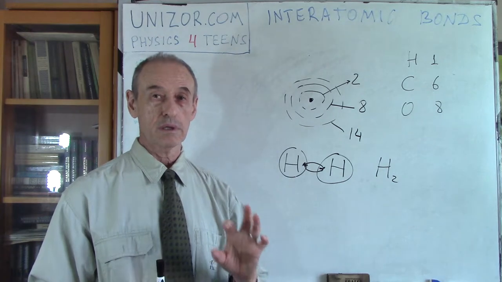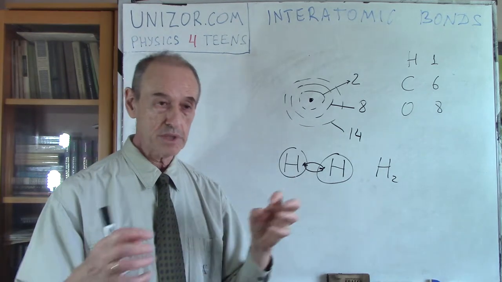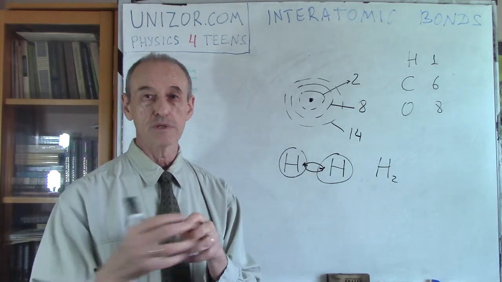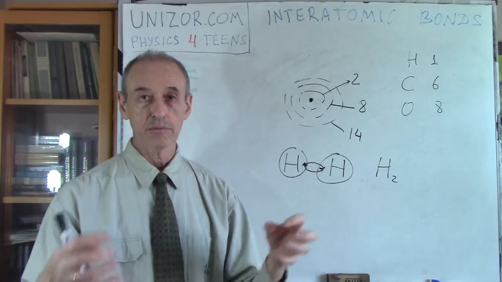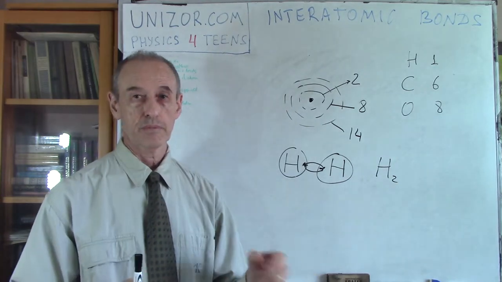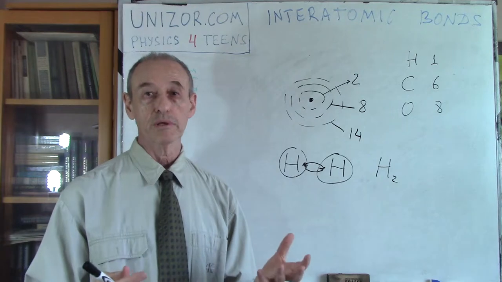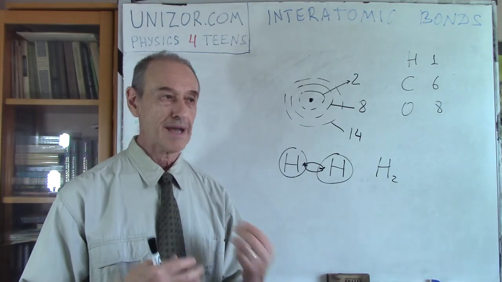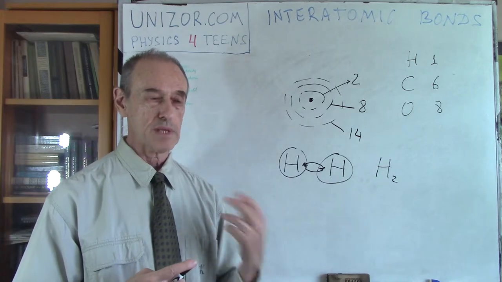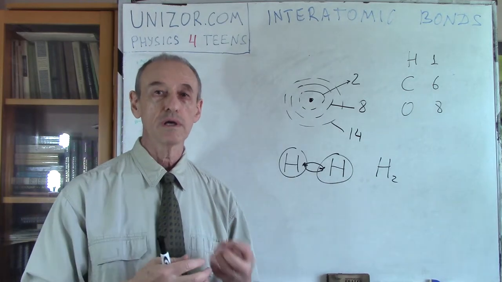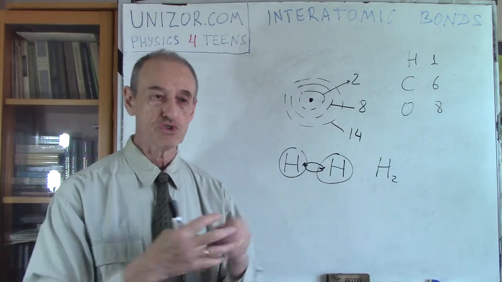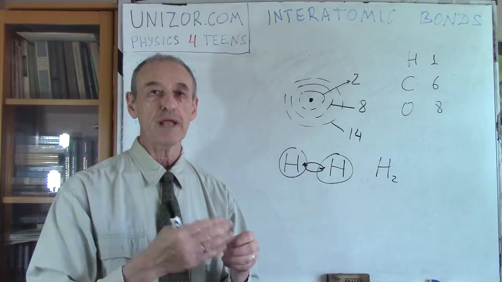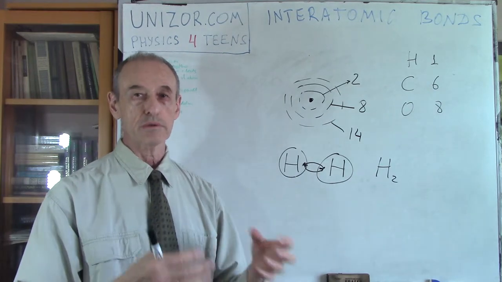Atomic hydrogen is not stable. It will immediately react with another atom and form a molecule. Same thing with atomic oxygen. Atomic oxygen is a very reactive kind of substance. It will always look for something to form a molecule with, to fill up its own outer layers.